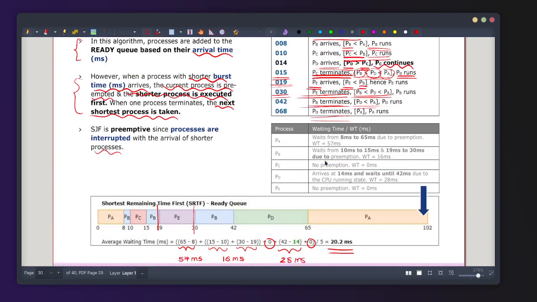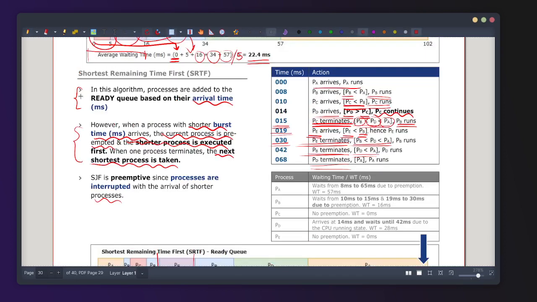Pretty successful. But what you need to understand is this statement here, that it's basically operating just like first come first serve, but when a shorter process comes along, it will preempt the current process, execute the shorter one, and then look at the next shortest process. So what it's doing is it's calculating what processes have the shortest remaining time and taking them first.